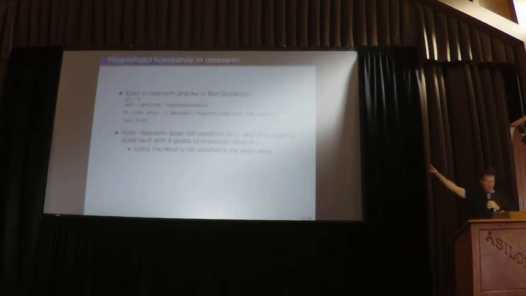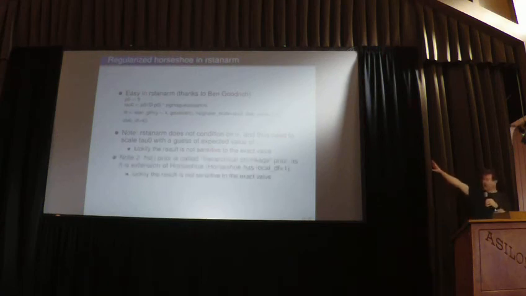This is easy in rstanarm, thanks to Ben Goodrich. It's actually using these values by default, except it has some default for tau 0, but you should set it. It doesn't allow conditioning on sigma, so for that you need to write your own Stan model. Luckily the result is not sensitive to the exact value, so you can just use a plug-in value there. And note also that when you look at the rstanarm manual help, it's called the hierarchical shrinkage prior because it includes also other versions than the horseshoe.